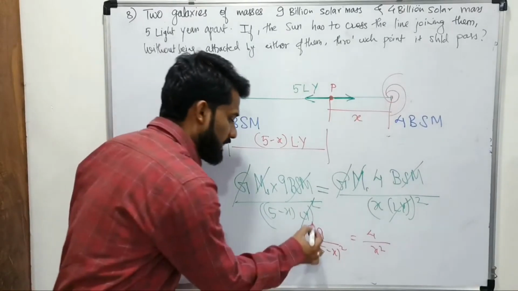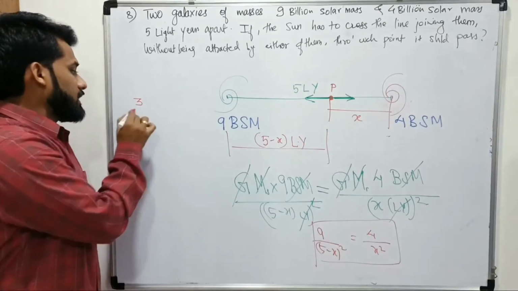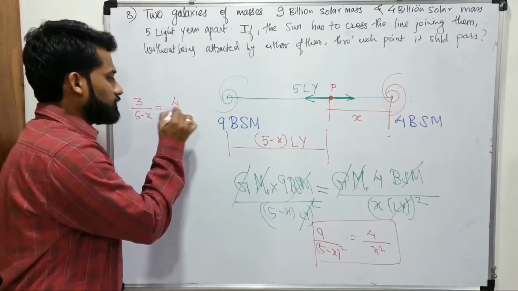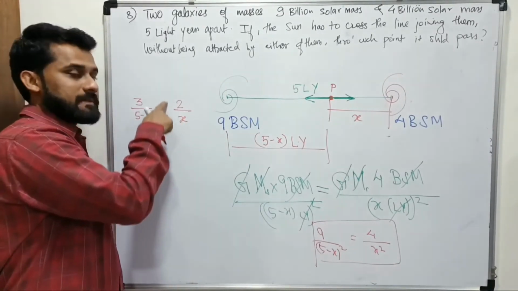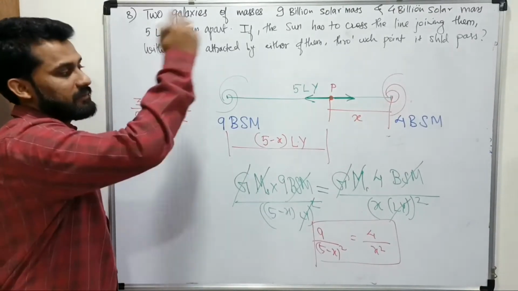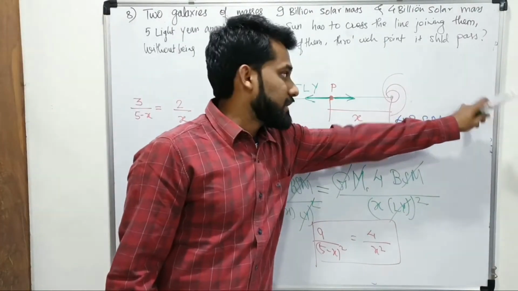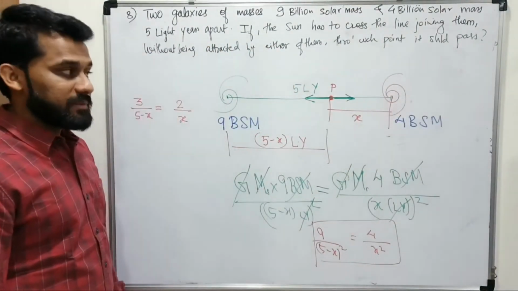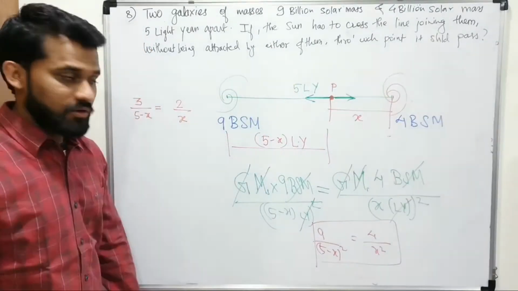No need to cross multiply. You can take the square roots straight away. If you take square roots, you will get 3 by (5 minus x) is equal to, sorry, root of 4 is 2, upon x. Actually, there will be a plus minus over here. I will only take the positive sign because if you take plus minus, you will get one other value of x, which will be on the other side of this galaxy where the values of gravitational forces will be equal. But right now we are only concerned about this point. So we will only go with the single value of x.